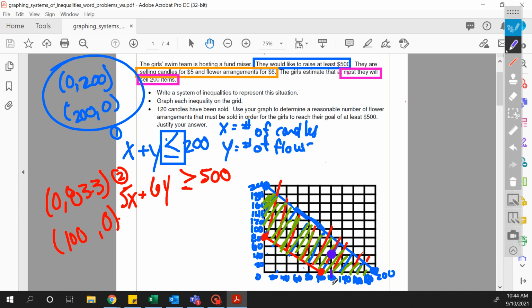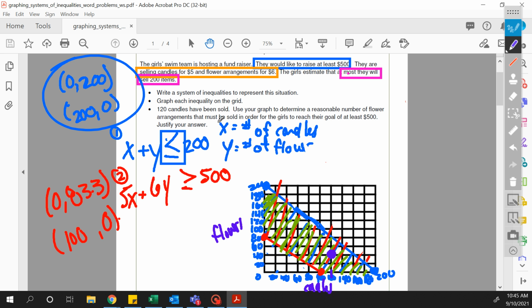candles, okay, because X is candles, Y is flowers. If I sold 100 candles, I could sell 40 flowers, and that would be fine. I would still reach $500. I would be more than $500. Okay, so anything in there would be fine.